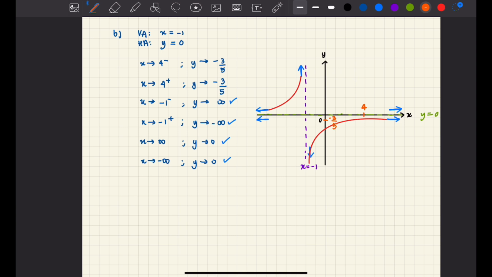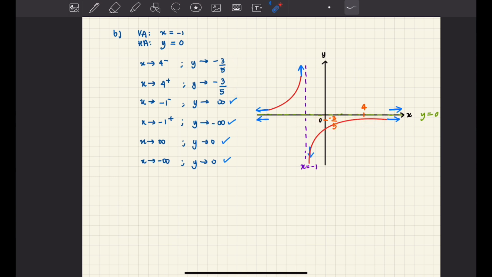Like this. Okay, so kalau kita cuba fahamkan daripada graf kita, so kita nampak lah. So dekat sini kita punya 4 kan, 4 kita located dekat sini. So when x approaching this 4 from the left as well as from the right, y awak dia berhenti dekat negative 3 over 5. Okay, itu adalah maksud these two limits.